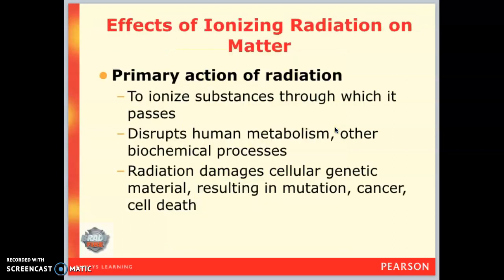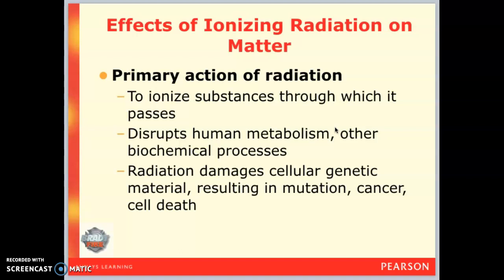Now, what happens when you encounter radiation? Well, the primary action of any kind of radiation is that it ionizes you. And what we mean by that is it starts to rip electrons away from your cells. And your cell's response to that can happen in a number of different ways.